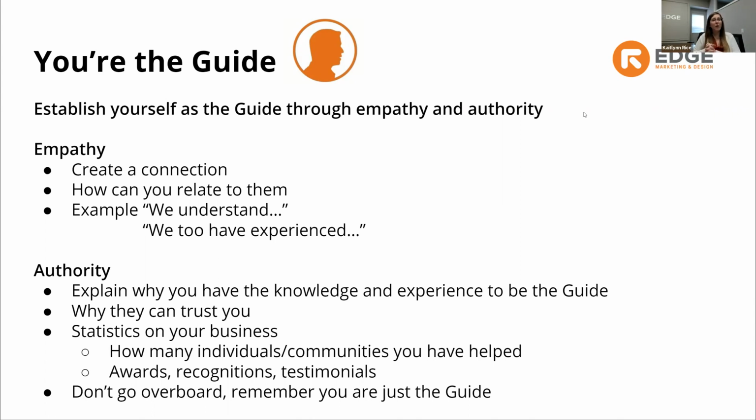Now, as a guide, you are a secondary character in this story. So you don't want to go overboard with how great your company is, or its history. You can, of course, add more information on your company in other communications, but in the main communications to your customer, you're just adding little tidbits of why they can trust you.